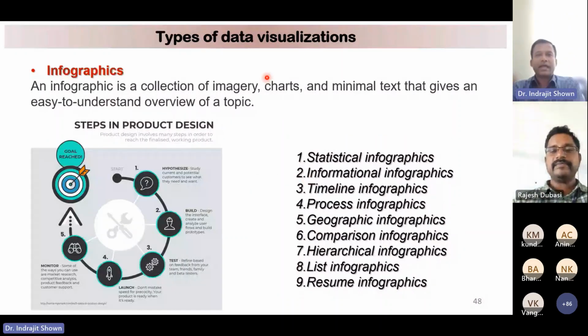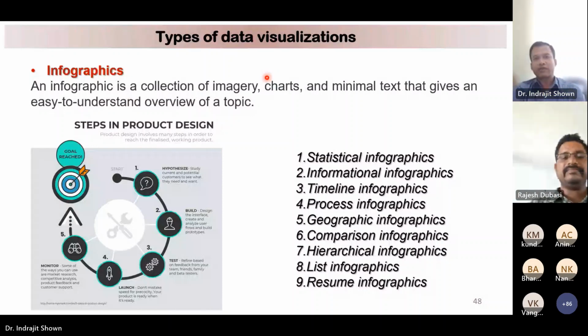Now, what are the types of data visualization? One is infographics. What is an infographic? An infographic is a collection of imagery, charts, and minimal text that gives an easy to understand overview of the topic. Basically, this representation shows the steps of a particular design, and anyone can understand this is the first step, second step, third step.